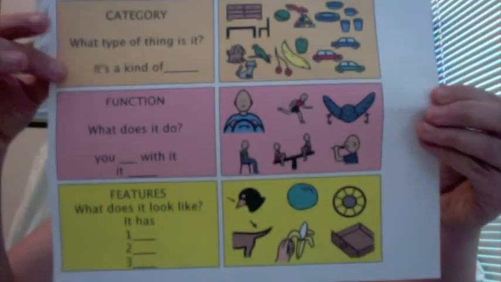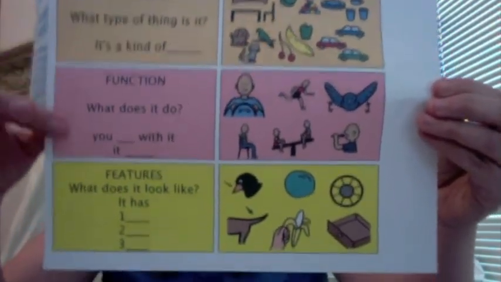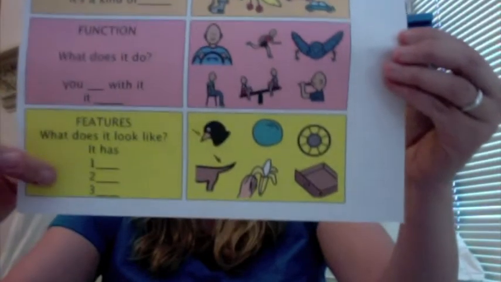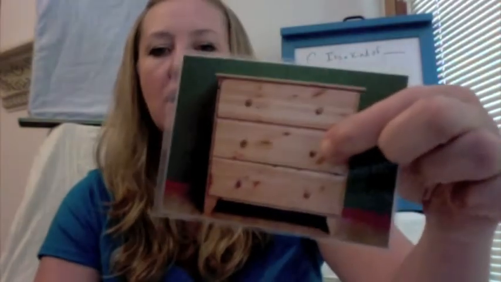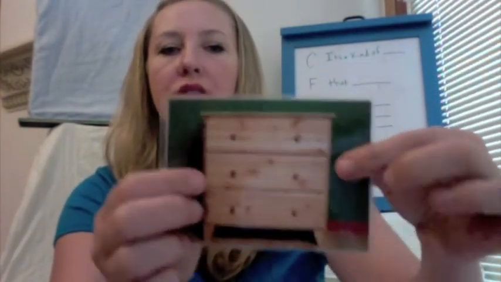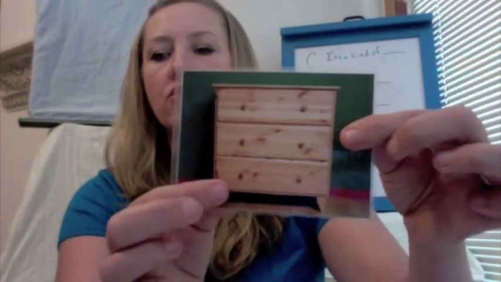Tell me about a dresser. It's furniture that you use to store your clothes. It has drawers, legs, and knobs. Here is the knob. It's attached to the drawer. This dresser has 3 drawers.